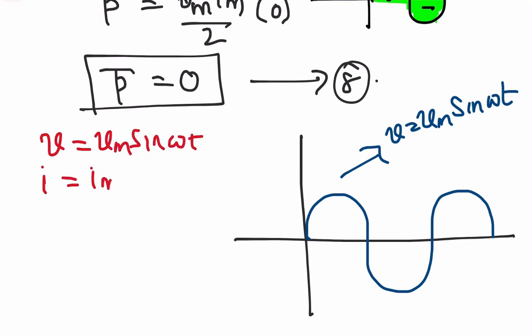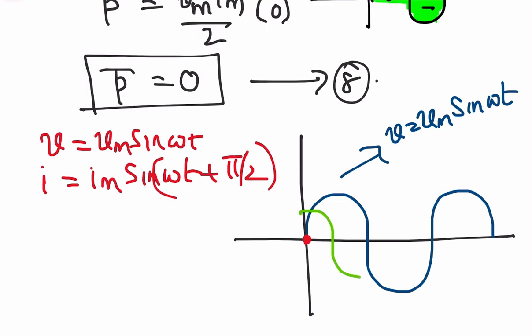So this is the equation. Plus pi by 2 means it is ahead of voltage. That means when voltage is 0, current is already at its peak value Im. So it comes like this. This is the waveform of current. The green one is I is equal to Im sine omega t plus pi by 2. So this is the current wave.